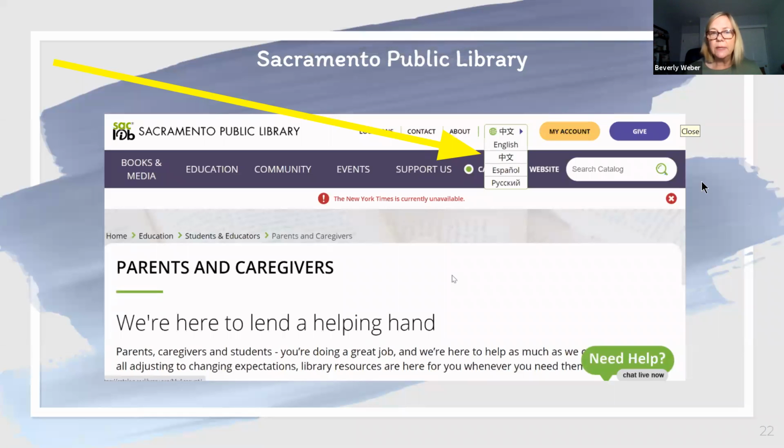Additionally, the Sacramento Public Library has books online. We call them ebooks. And you can check these ebooks out. You can check out 60 books at a time. There are also homework help resources and daily tips for parents. The Sacramento Public Library website is available in 4 languages, as Ureli is pointing to.